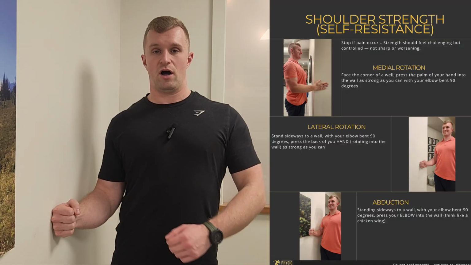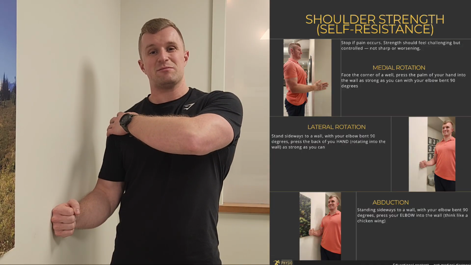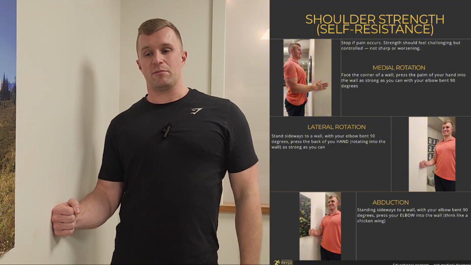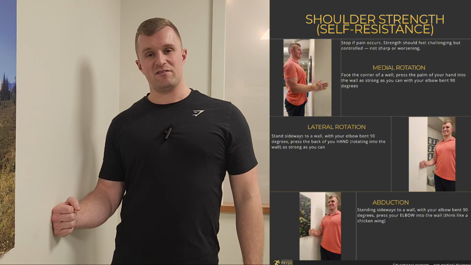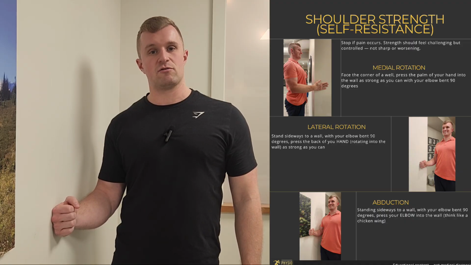For lateral rotation, now you're going to have the back of your forearm pressing against the wall. So instead of pushing out like a chicken wing, I'm rotating into the wall here. So now I rotate into the wall. And now what I get is a slight discomfort through there, but I can put a maximal effort. I wouldn't call it pain, but I'll give myself a 3 out of 5 for this on the right side.